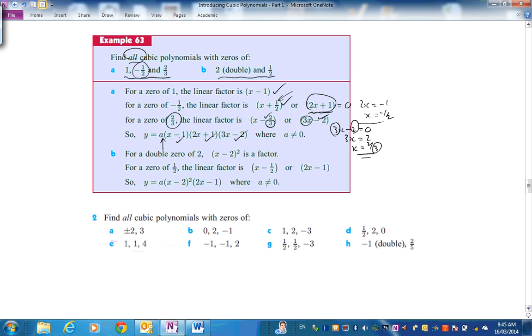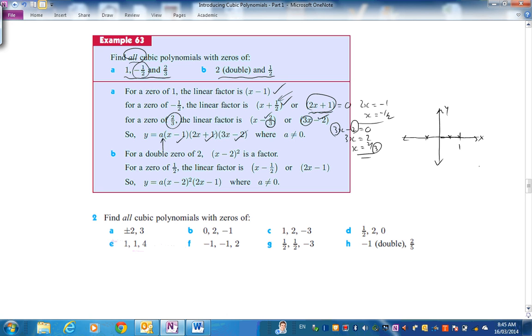But just remember there's a whole family, aren't there? Because if we were to draw the graph here, let's try and draw a little graph. We've got 1, negative a half, and 2/3. Oh, hang on, let's change the scale here a bit. Let's get rid of that. So here, let's go 1, 2/3 and negative a half.